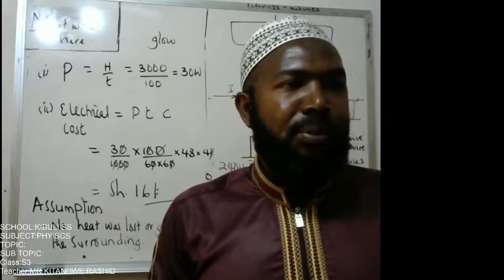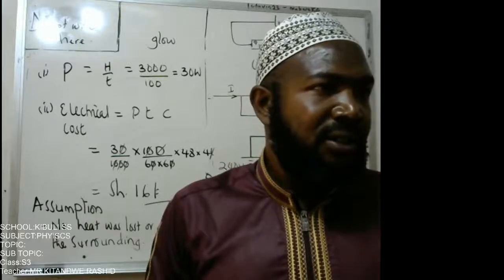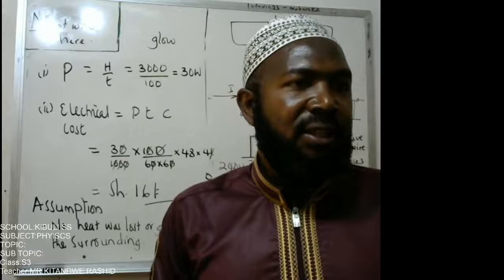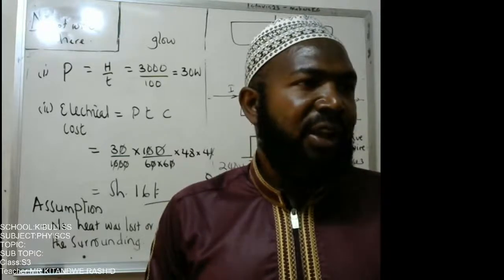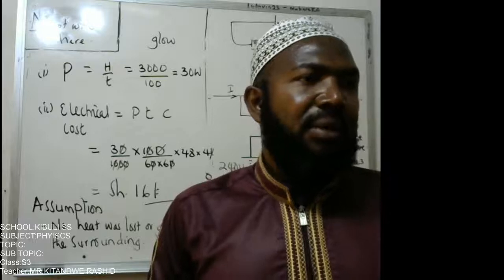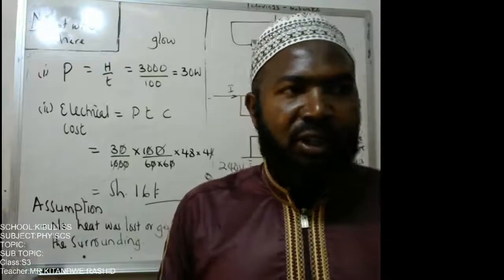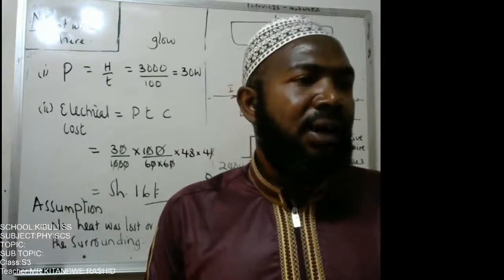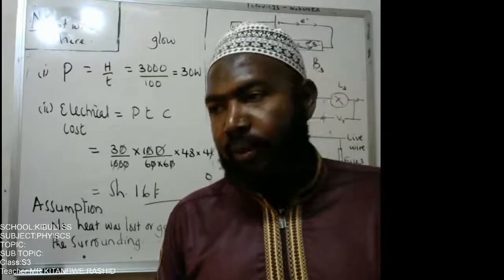B, explain why the space in the filament lamp is filled with an inert gas. C, you are provided with the following: cells, switches, 2 bulbs, connecting wires. By means of a circuit diagram, show how the circuit can be arranged in order to have maximum brightness. And lastly, explain how earth connection prevents electric shock.